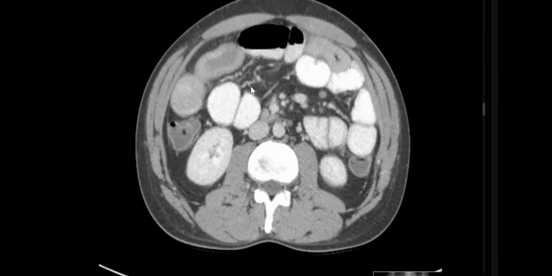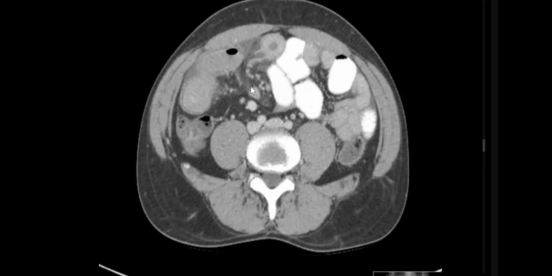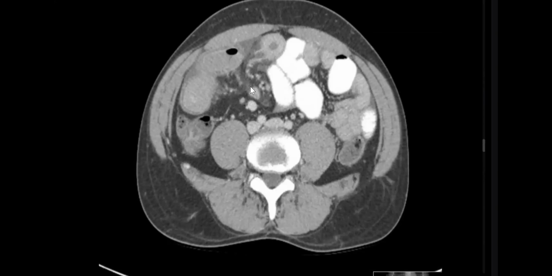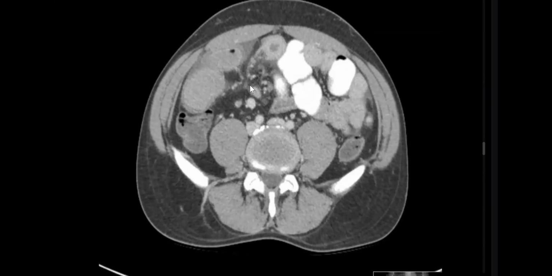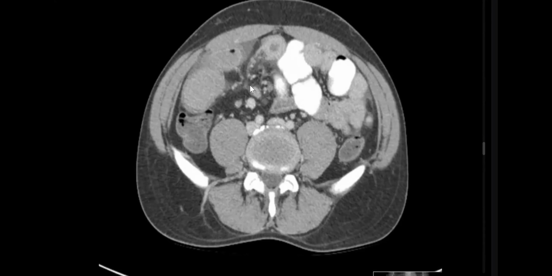Okay. So, and here it goes up, and it is dilated. So it is a terminal to mid-ileal bowel loop that shows bowel wall thickening with dilatation.